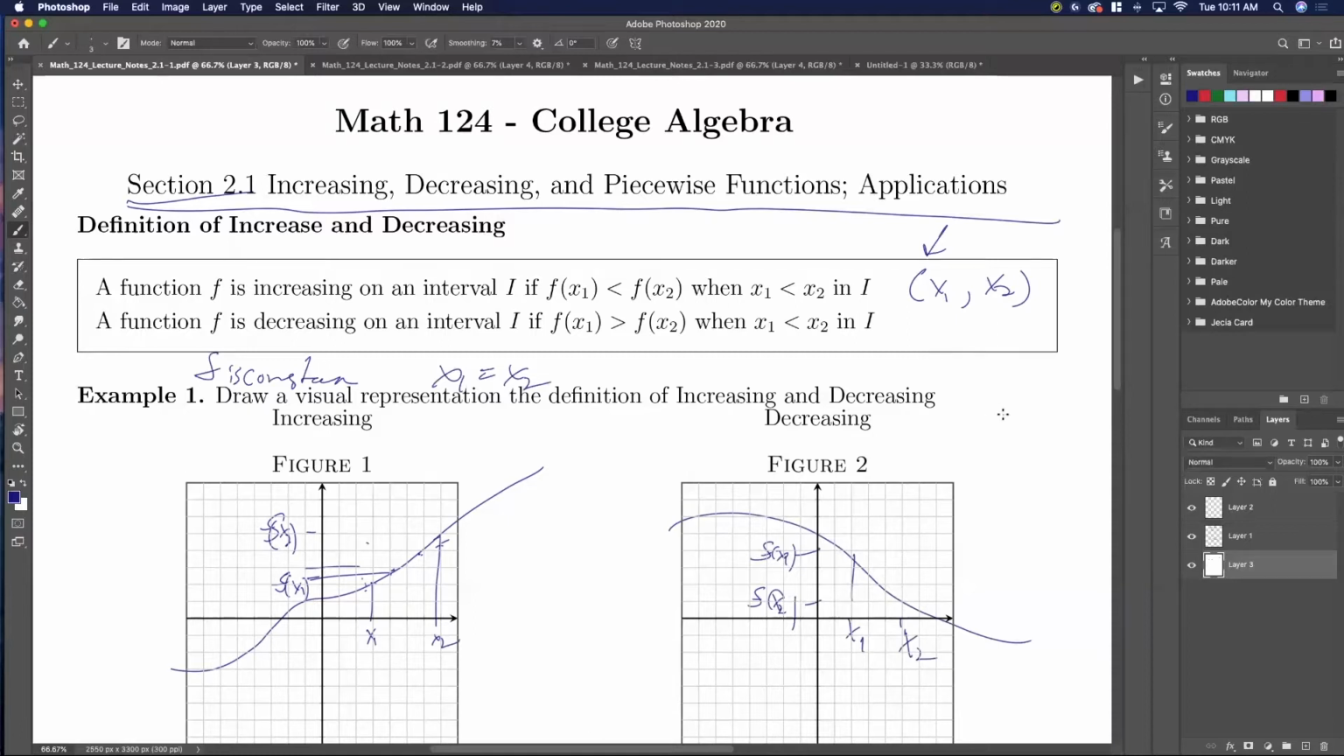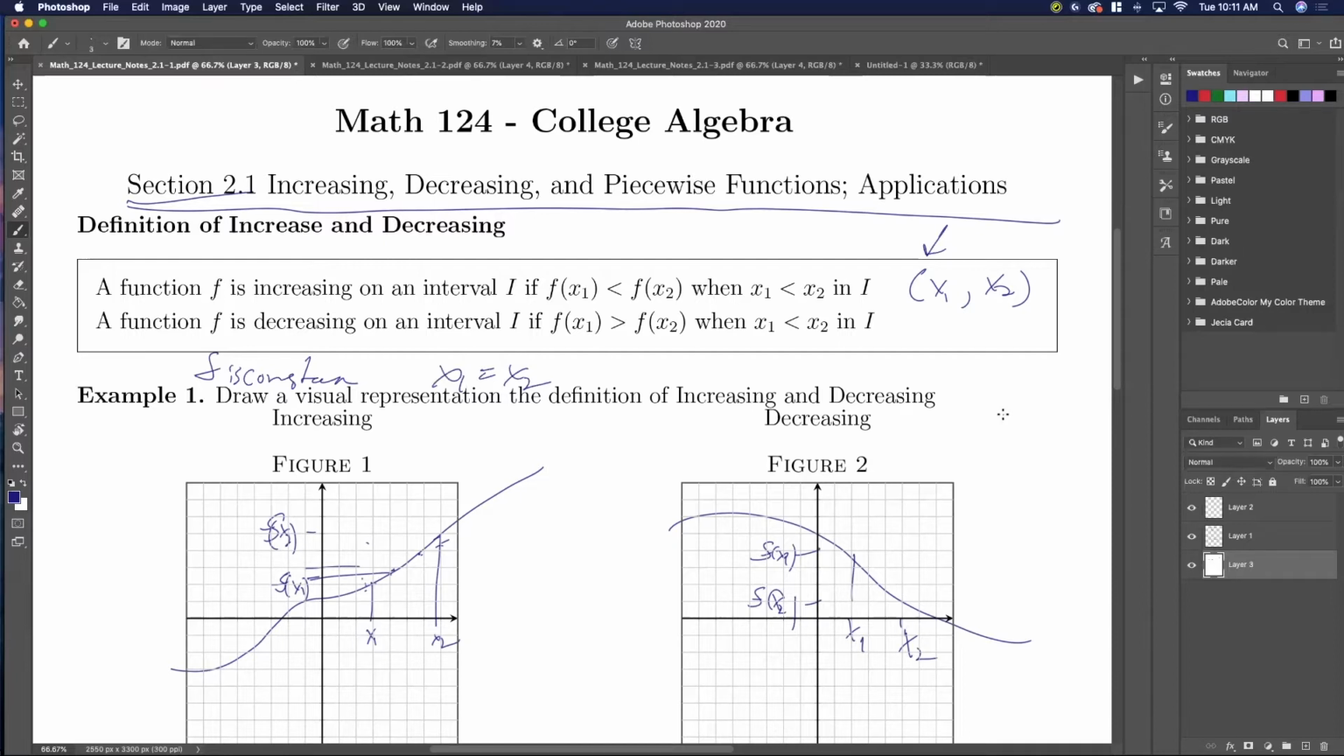And the reason is it doesn't make sense to say a function's increasing at a point, because at a point, I have nothing else to compare it to. Increasing and decreasing is a comparison. So if I'm given a singular entity, I have nothing to compare it to. So we never say it's at a point.